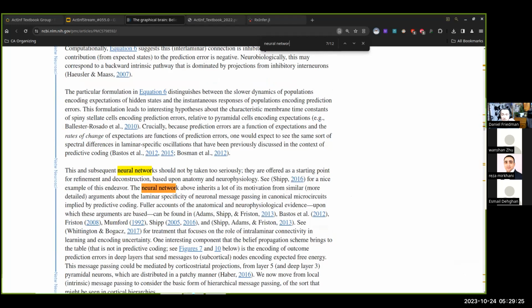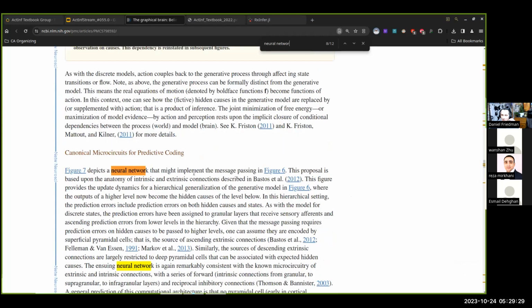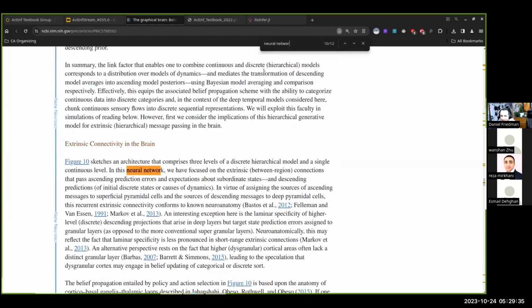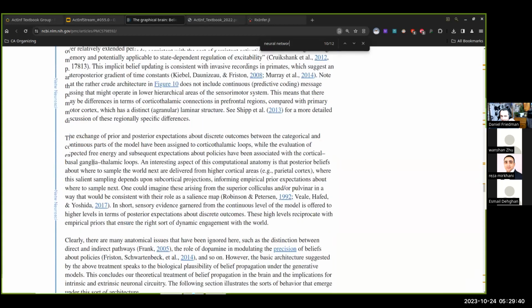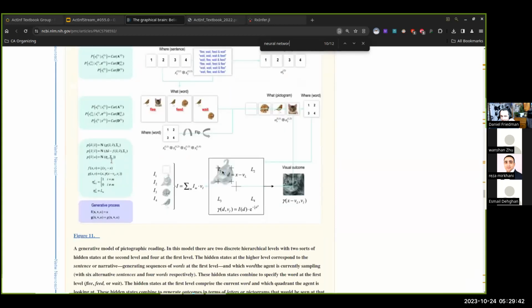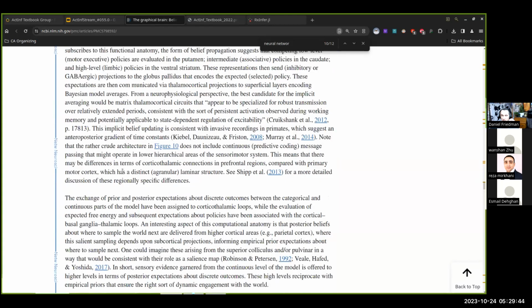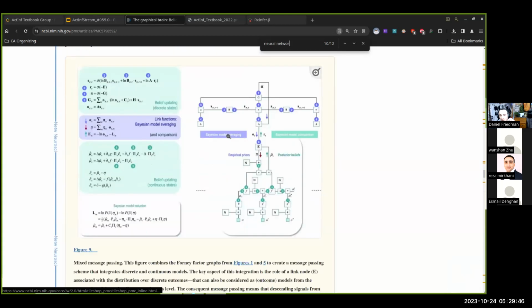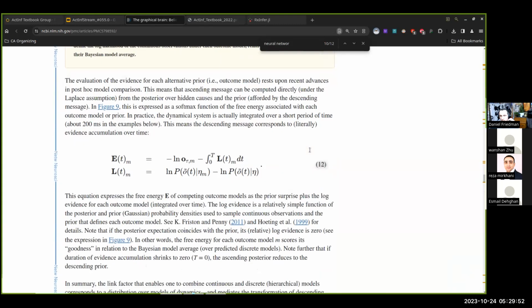Should not be taken too seriously. Yeah, I'm just wondering if they have one-to-one correspondence among the three graphs. Yeah, that would be a great triple play with the three kinds of graphs, whereas they only really show two in connection.